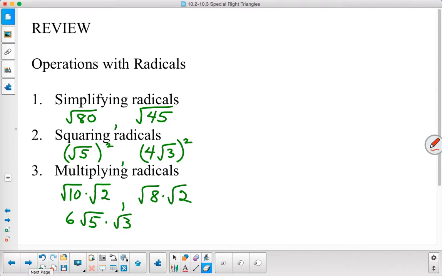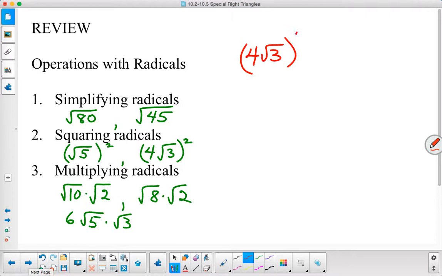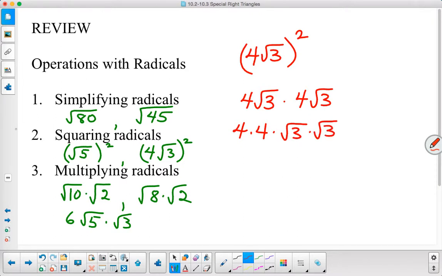If we would do something a little bit more involved, like 4 square root of 3 squared, again, you could try it on your calculator and see what it gives you. Writing it out, 4 times the square root of 3 and 4 times the square root of 3. We can actually multiply the 4's together and the square roots of 3 together. So we get 16 times the square root of 9. The square root of 9, that's a perfect square. So 16 times 3, we should be getting 48.